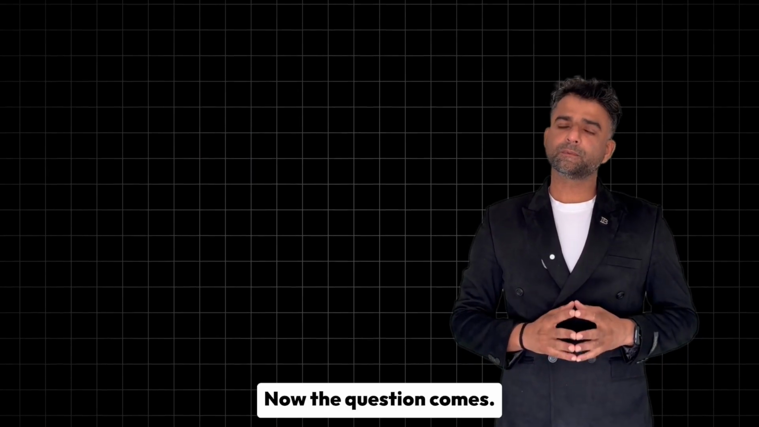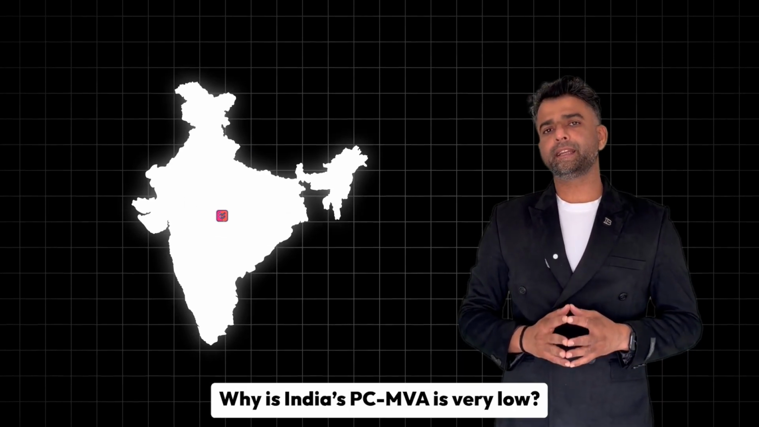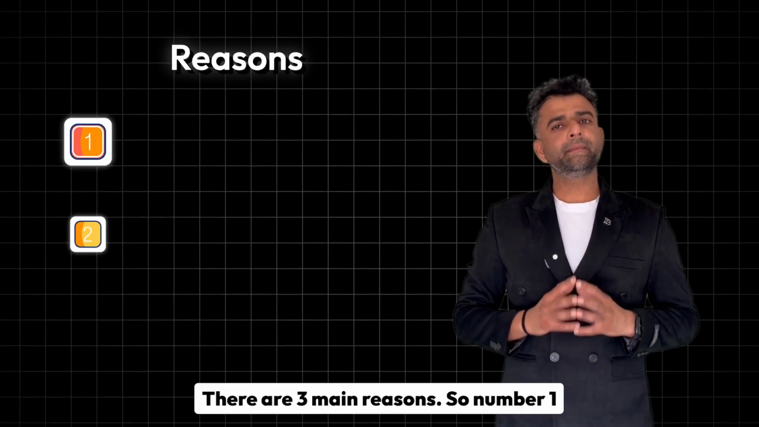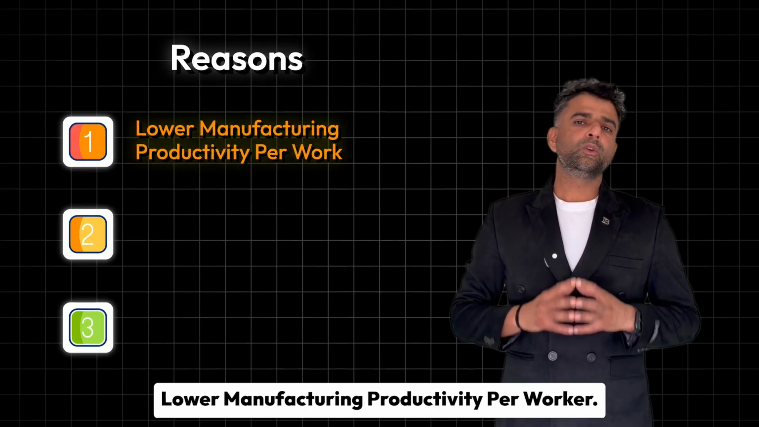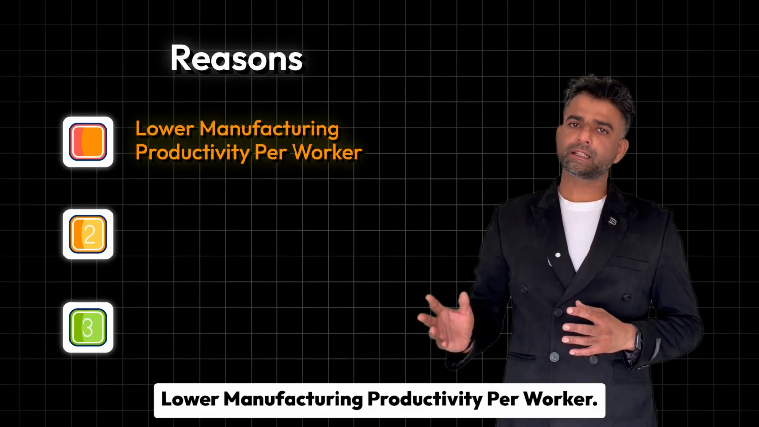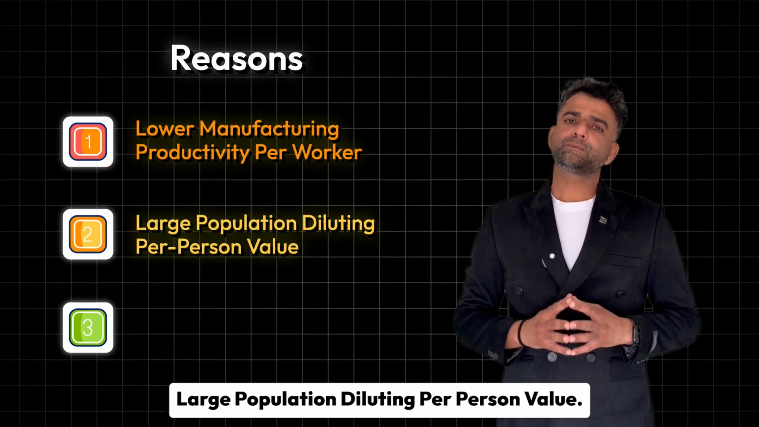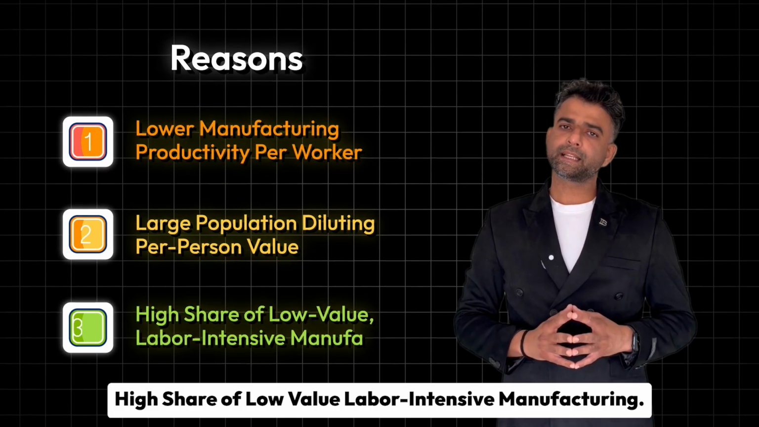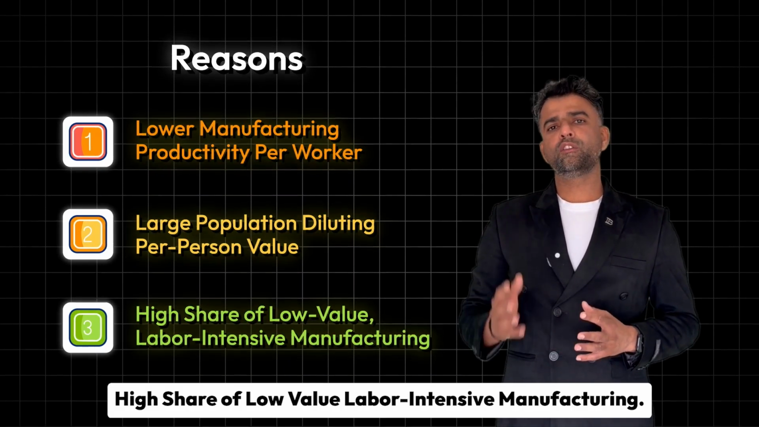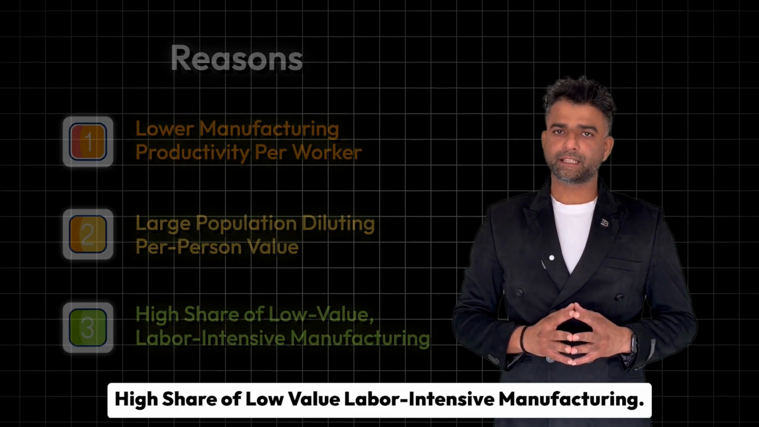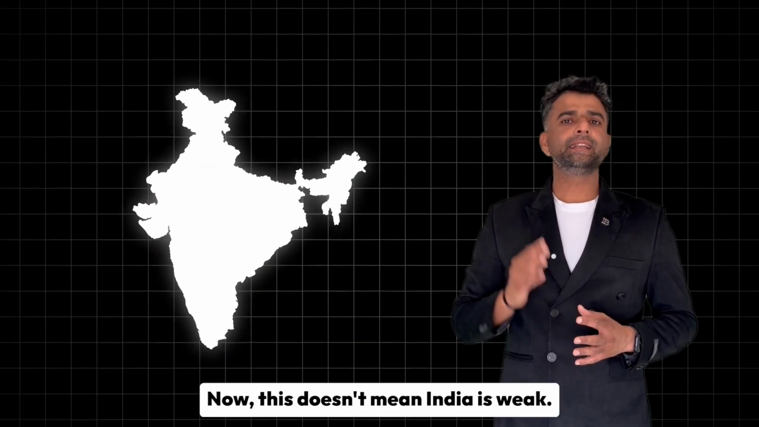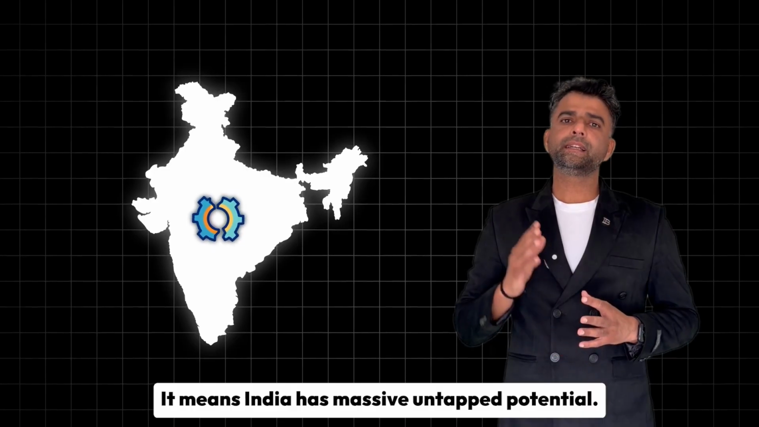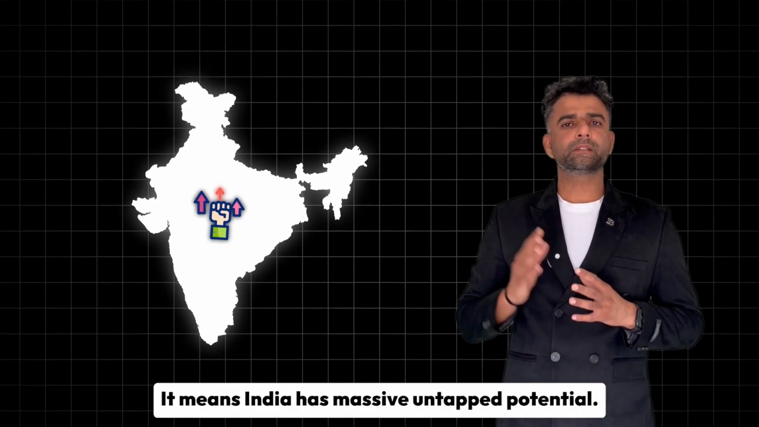Now the question comes, why is India's PC-MVA very low? There are three main reasons. Number one, lower manufacturing productivity per worker. Number two, large population diluting per person value. And number three, high share of low value labor intensive manufacturing. Now this doesn't mean India is weak. It means India has massive untapped potential.